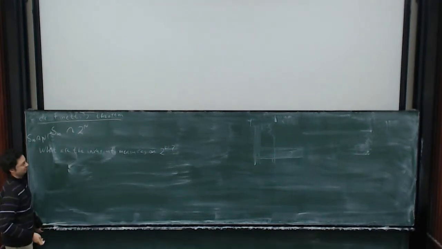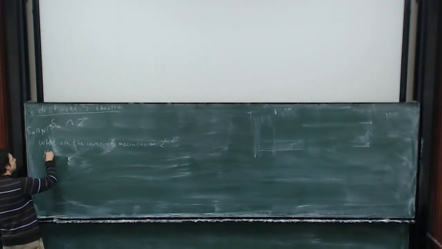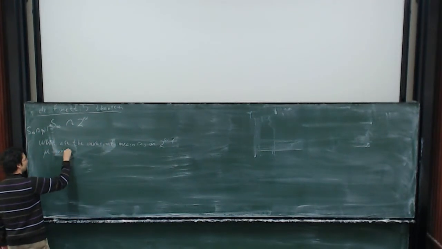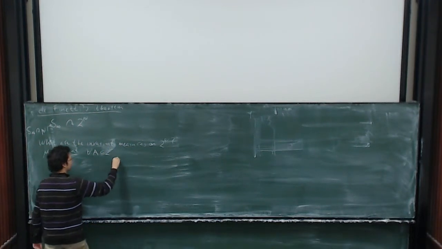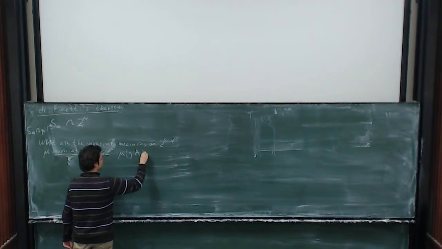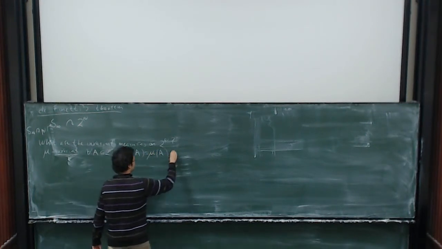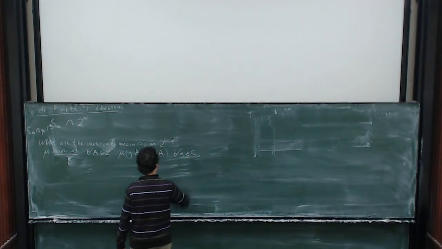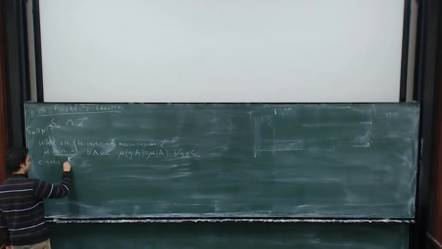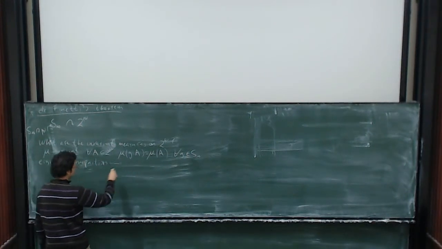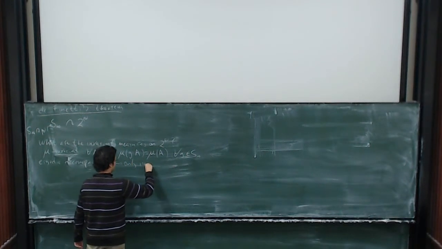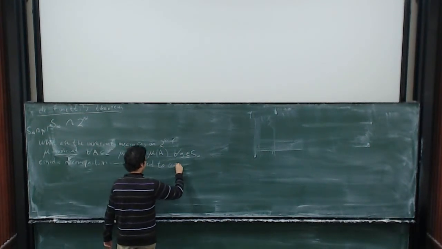Maybe I'll try to define everything. So mu is an invariant measure if for all subsets A of 2 to the N, when you move them by an element g of S infinity, the measure stays the same. This is for all g in S infinity. And there is a standard fact called the ergodic decomposition theorem, which tells you that you only need to care about the ergodic measures.